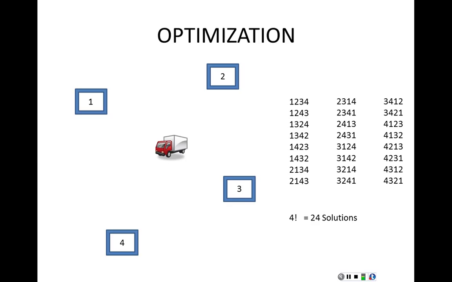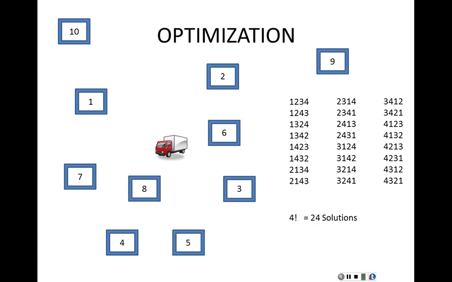The problem comes when you have something like 10 locations or 20 locations. So with 10 locations, the problem is not as straightforward. And with 10 locations, you've got over 3 million possible solutions. So to go through 3 million solutions and figure out which one is the best possible one is a lot harder than figuring out the best possible one with 24 solutions.